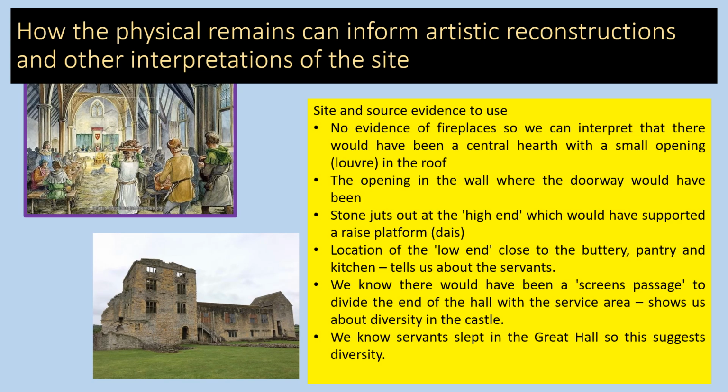There's no evidence of fireplaces, so we can interpret there would have been a central hearth with a small opening or louvre in the roof. The opening in the wall where the doorway would have been, we've got that. We've got stone jutting out at the high end, which would have supported the raised platform, the dais. We've got the location of the low end, close to the buttery, pantry and kitchen, tells us about the lives of the servants. We know there would have been a screens passage to divide the end of the hall with the service area. And we know servants slept in the Great Hall, which suggests diversity as well. So lots of evidence in terms of the Great Hall.